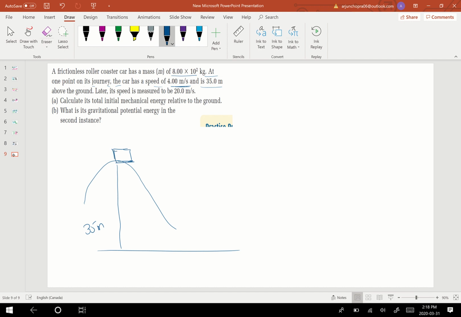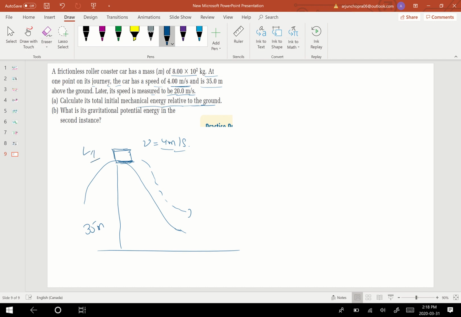It is at a height of 35 meters and has a speed of 4 meters per second at this location. Later its speed is measured to be 20 meters per second. Somewhere down, its speed is increasing, so some of the potential energy is getting converted into kinetic energy. Calculate its initial mechanical energy relative to the ground.